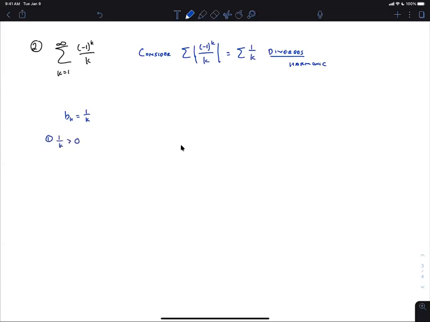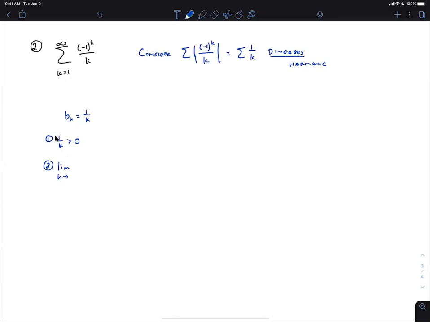Well, you don't have to explain that much, but you need to say it, and then you need to be right about it. So how do I know for sure that 1 over k is greater than 0 on this problem? Because k is going from 1 to infinity, so you have 1 divided by a positive number, so that's for sure positive. Does that make sense?